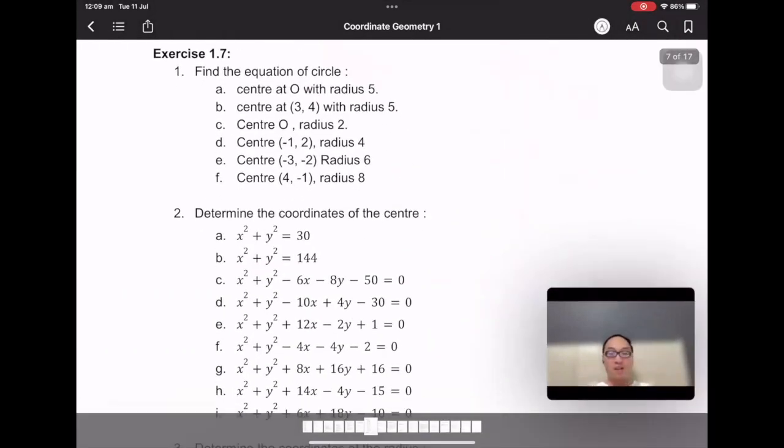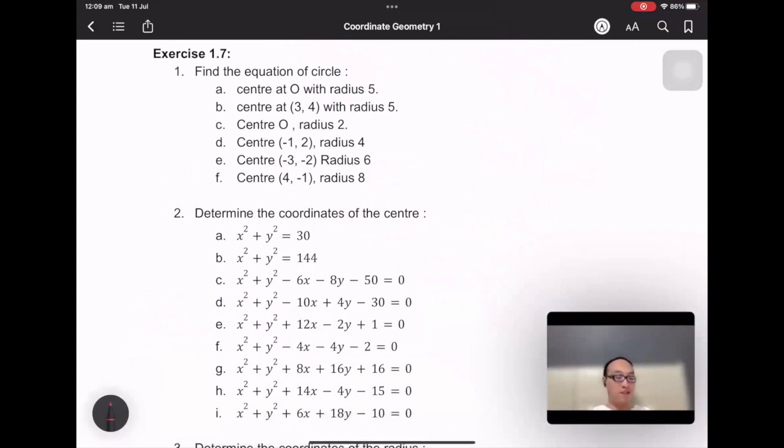Okay, let's start with the easy one. Exercise number 1. Find the equation of the circle, center at O, radius 5. So we can just use the formula x squared plus y squared equals to 5 squared. Or x squared plus y squared equals to 25.